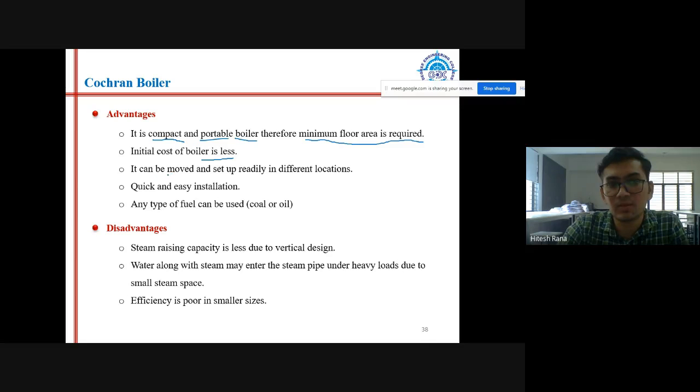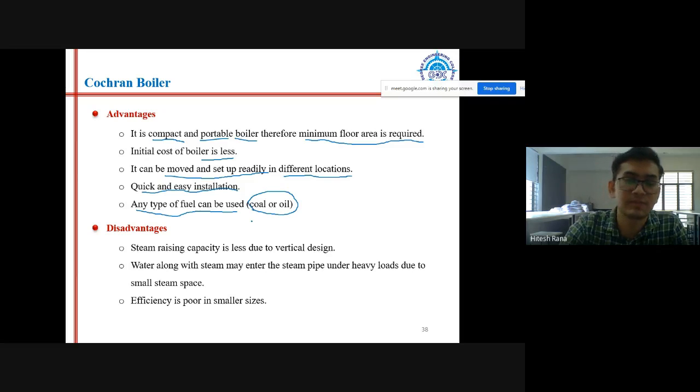It can be moved and set up readily in different locations. Okay, we can move this boiler from one place to another place. Okay, quick and easy installation. Any type of fuel can be used, that is coal or oil, any of these can be used. These are the advantages. And what are the disadvantages?